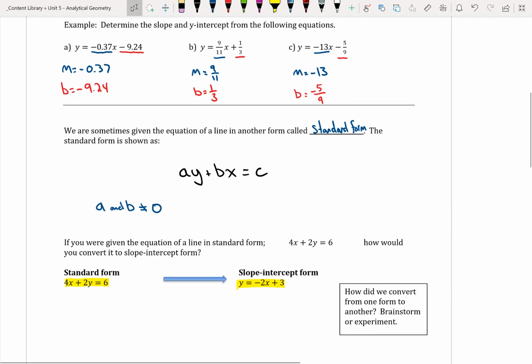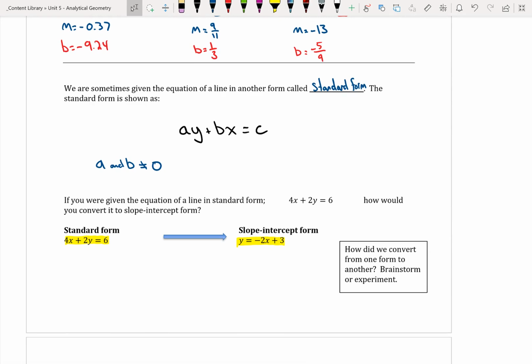Looking at the two forms, you may notice that some of the numbers seem similar. In the slope-intercept form, we see 2 and 3, which is similar to our standard form where we had the 4 and the 6. You may see that in slope-intercept form, everything is divided by 2. You may also notice that the x value, the slope, is now negative, whereas in standard form it wasn't. So what we need to do to go from one form to another is rearrange our equation, going back to the concepts we learned when we solved equations in our algebra unit.